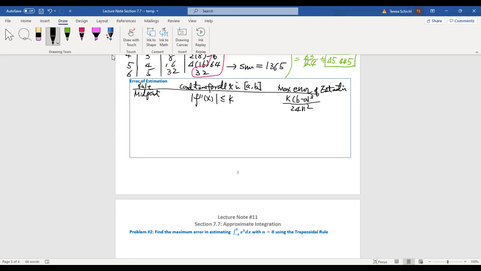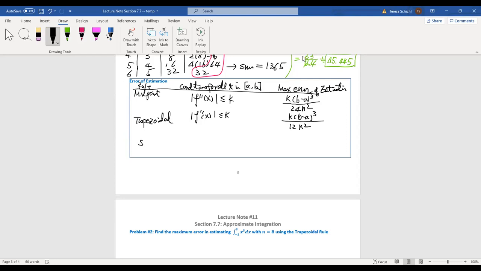Then if I use the trapezoid rule, what are the conditions? Same thing here: if the absolute value of f double prime of x is less than or equal to some k for all x in [a, b], then the maximum error will be k times (b minus a) cubed, over 12 times n squared.